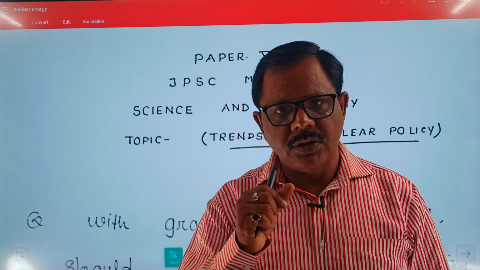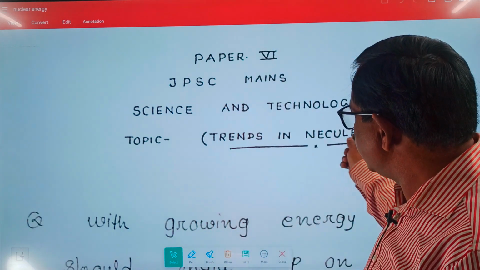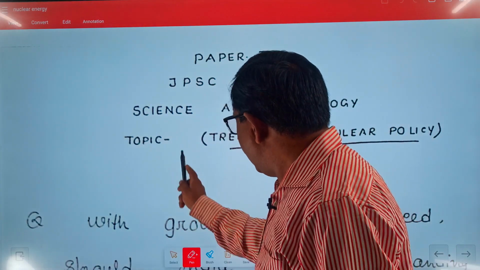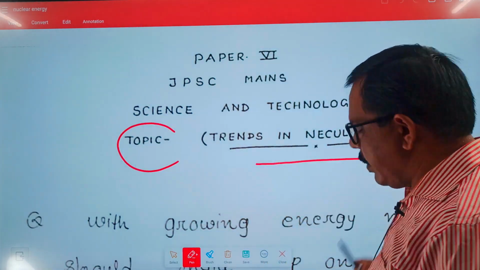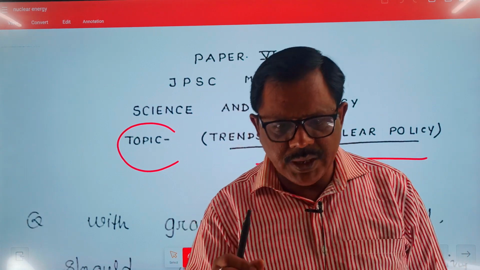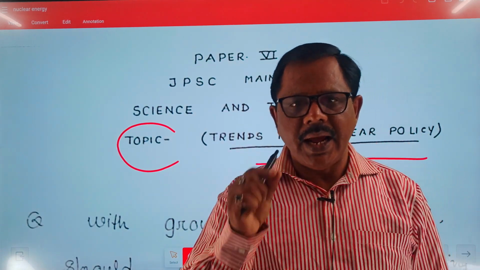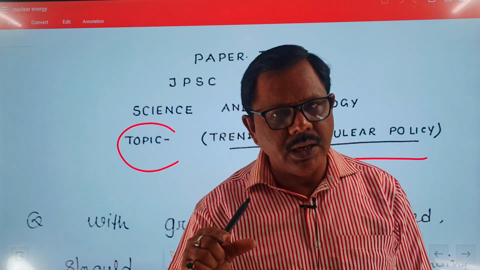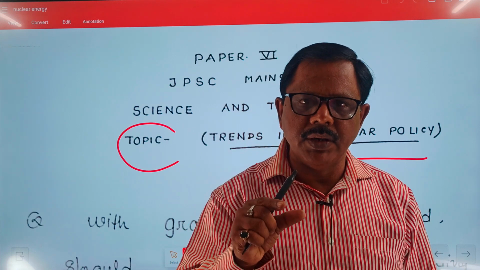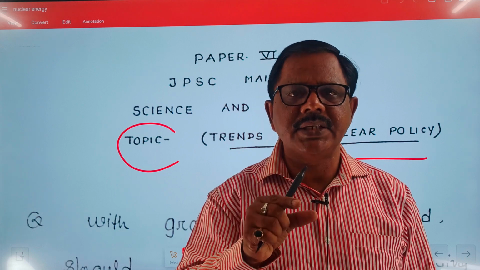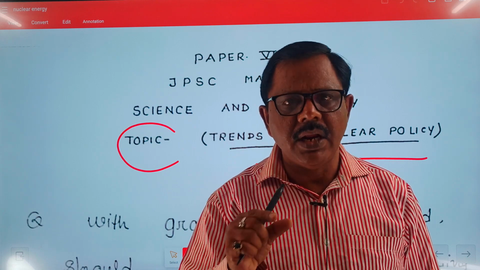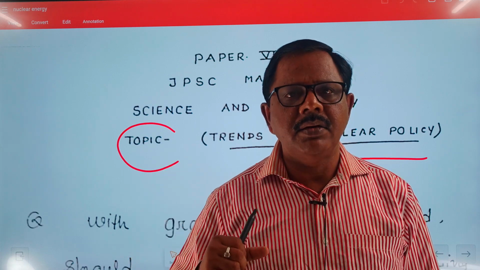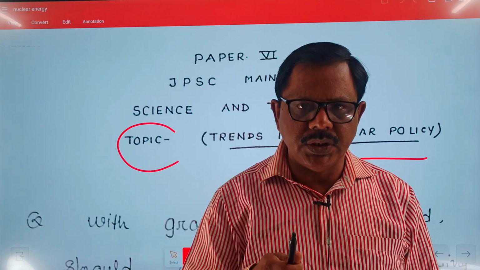Among them there is a very concerning topic in science and technology, which is trends in nuclear policy. Although this topic is, you may say, a derived topic, in your syllabus you can see nuclear policy, merits and demerits and trends in nuclear policy. This type of instruction is given there, but I am going to bring a derived question.